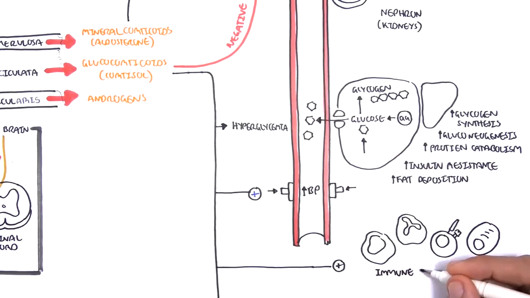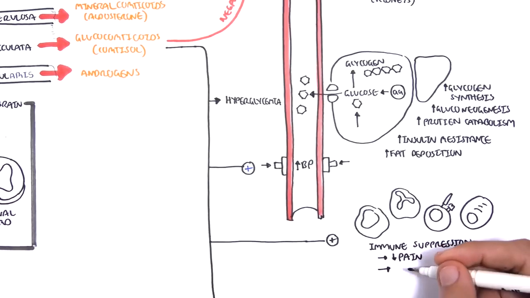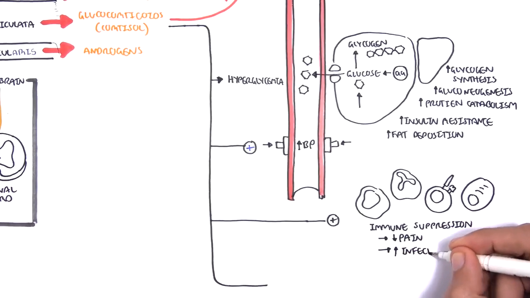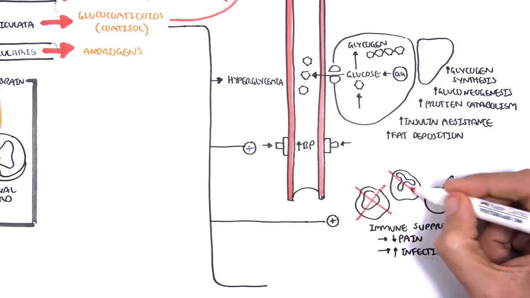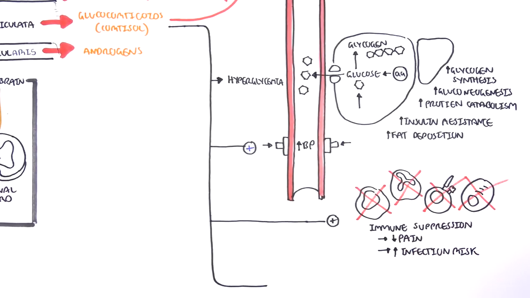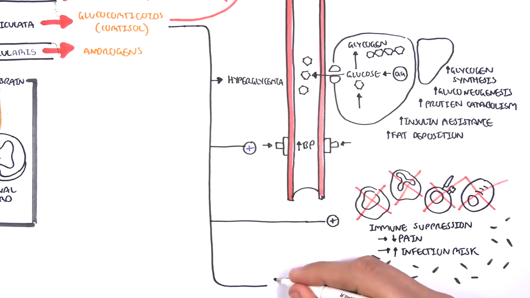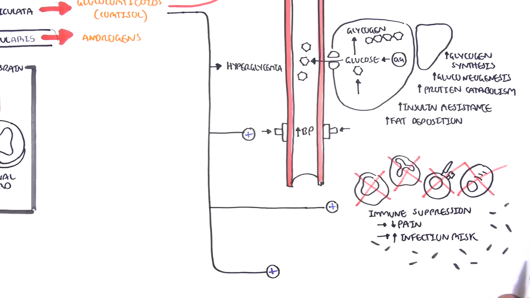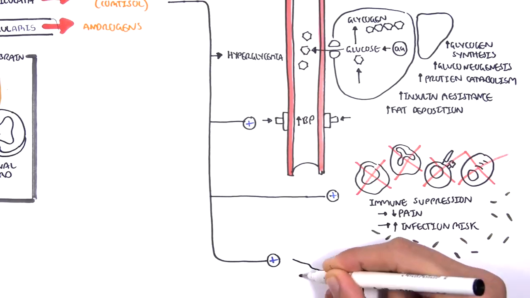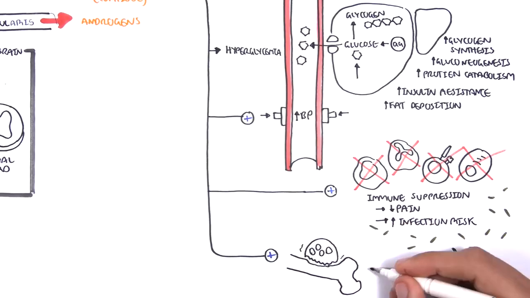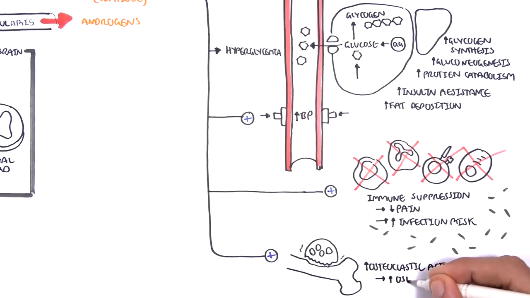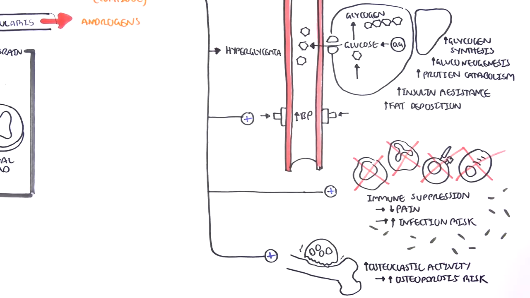It suppresses the immune system, which helps decrease pain sensation, but at the same time it will increase the risk of infection. And this is because their immune cells are being suppressed and thus are unable to defend our body. Finally, glucocorticoids also stimulate osteoclastic activity in the bone, leading to osteopenia and increasing the risk of osteoporosis, thus increasing the risk of bone fractures.